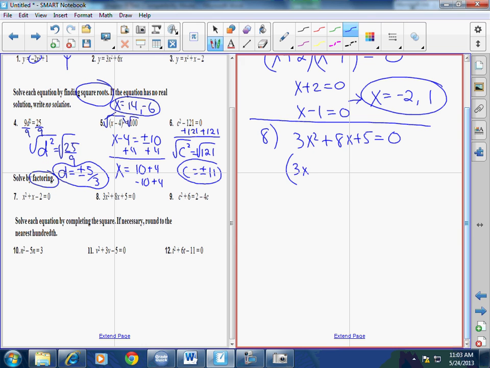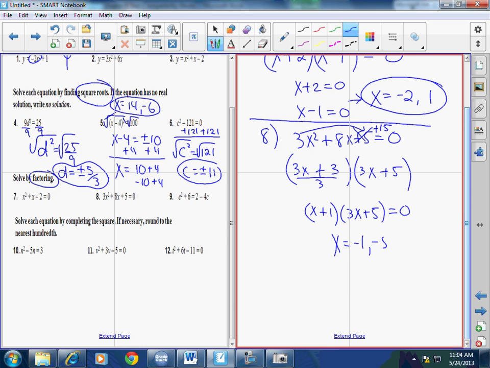So the cubic method, AX. 3, the A times the old C gives you the new C of positive 15. What times what is 15, but when added together is 8, positive 3 and positive 5. Artificial factor, I got an x plus 1 and a 3x plus 5 equals 0. So x equals negative 1 and negative 5 thirds. How? Because of the zero product property, you must set x plus 1 equal to 0 and 3x plus 5 equal to 0.